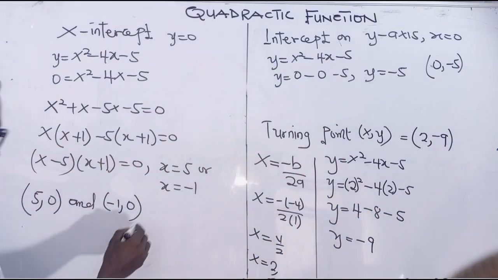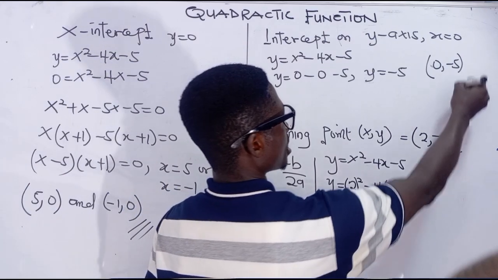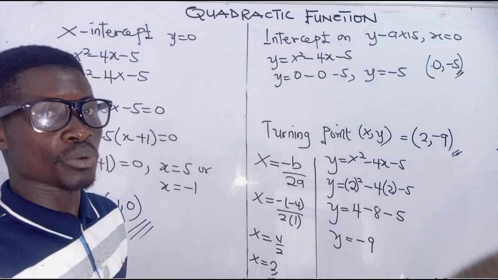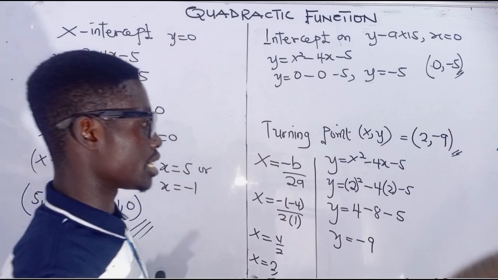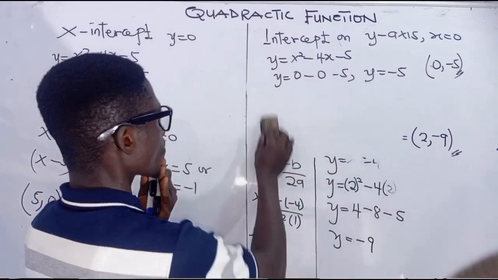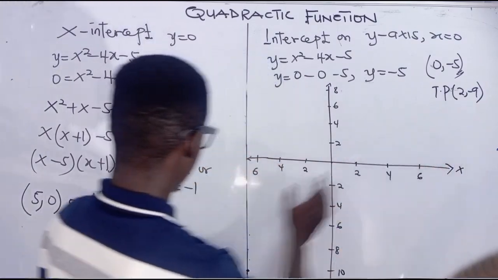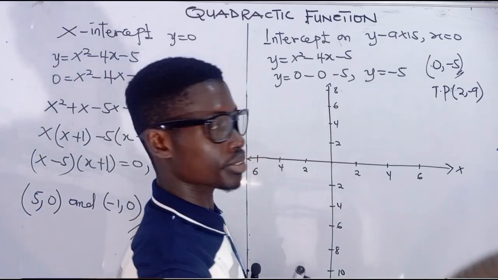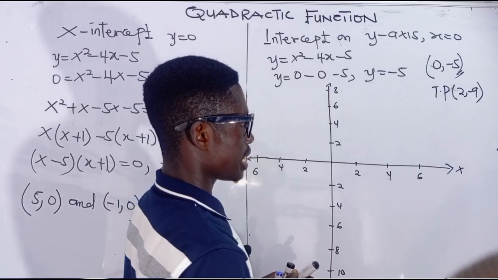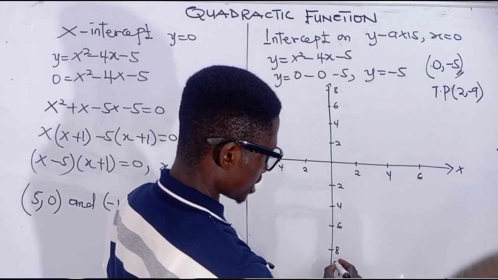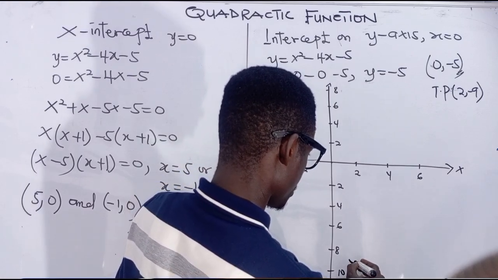Now that we have these coordinates, we have the x-intercept, we have the turning point, and then we have the y-intercept. We are going to plot these points on the Cartesian plane, and then we join them together. So now that we have our Cartesian plane, we are just going to plot these points on the x and y plane. So the first point that we are going to plot is the turning point. So the turning point, we have 2, -9. So this 2 and the -9 is going to be at this very part. So these are our turning points.